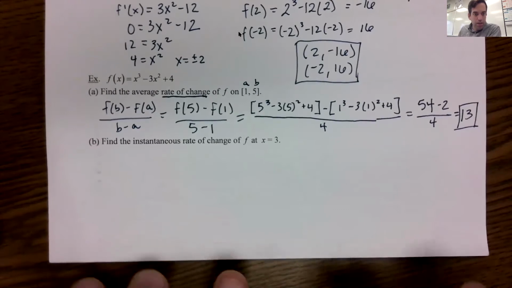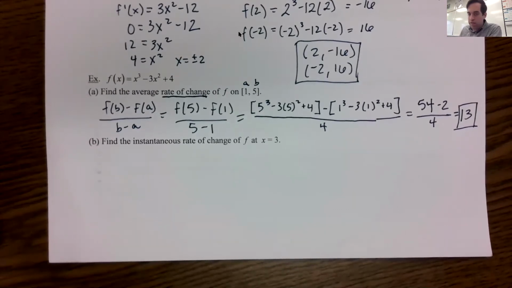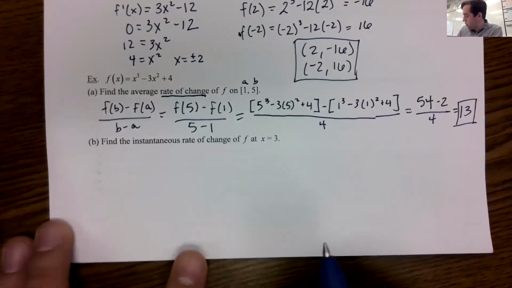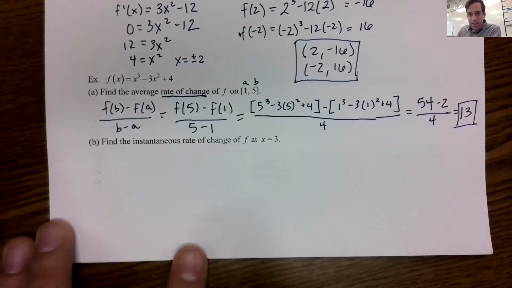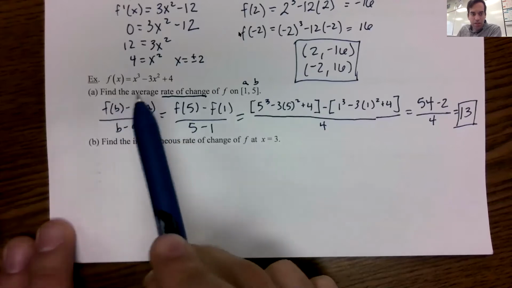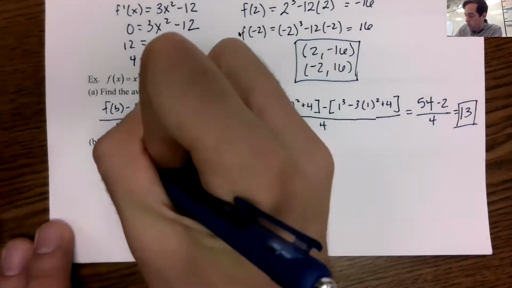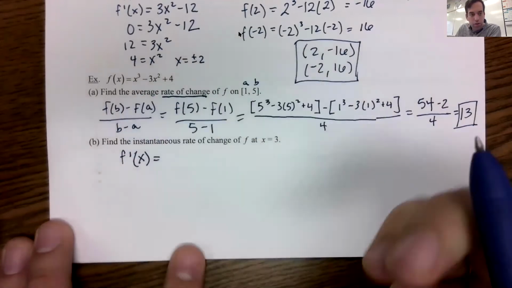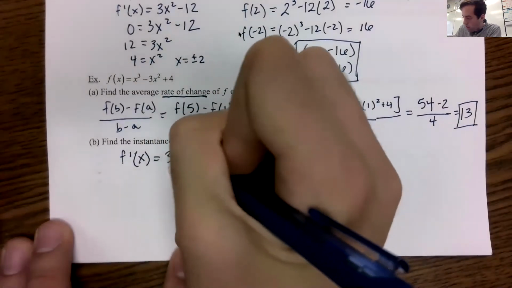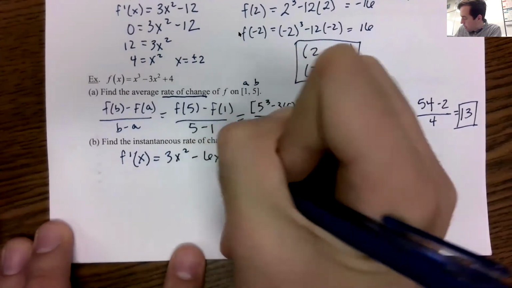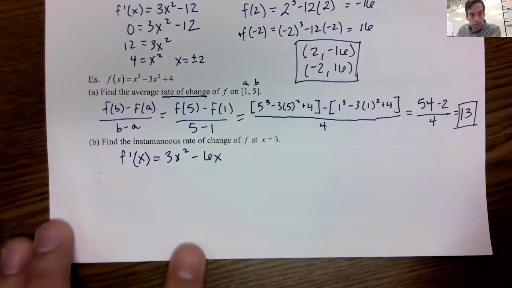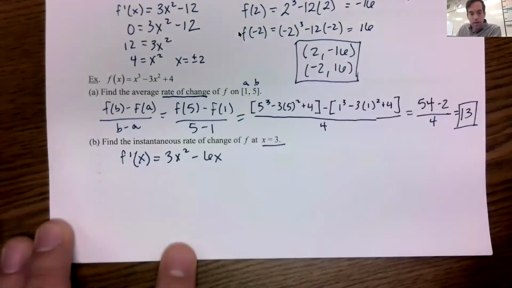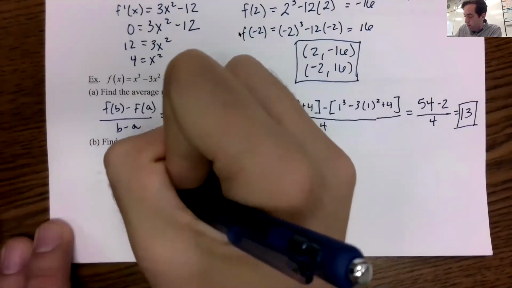Letter B, find the instantaneous rate of change of f at x equals 3. All right, so what we're going to do for this part is to find an instantaneous rate of change instead of the average, we actually take the derivative. So I'm going to take the derivative using our derivative rules. So we get 3x squared minus 6x plus 0, because the 4 goes away. And we're going to plug in an x value of 3 and see what we get.